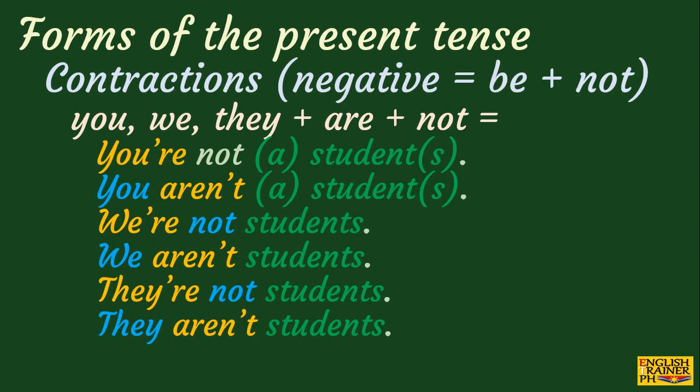For you and the plurals we and they, we need to add are and then not. So we can say you're not or you aren't. We're not or we aren't. They're not or they aren't.